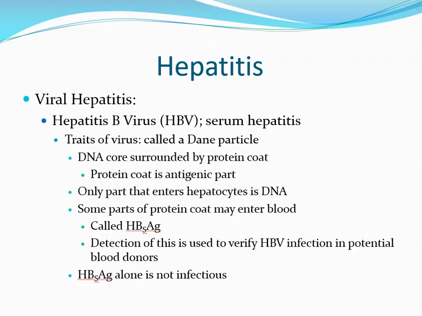Through this process, some of the protein coat by itself may enter into the blood. This is referred to as the hepatitis B surface antigen. Detection of this particle in the blood is used to verify hepatitis B infection in potential blood donors. This antigen alone is not infectious. However, if it is present, then most likely the infected form is present as well.